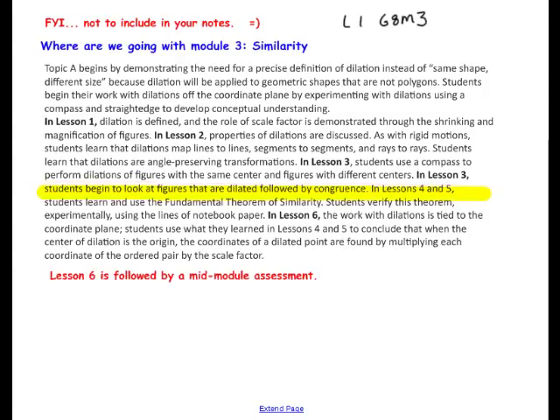In Lesson 4 and 5, students learn and use the fundamental theorem of similarity. Students verify this theorem experimentally using the lines of notebook paper. In Lesson 6, the work with dilations is tied to the coordinate plane. Students use what they learned in Lessons 4 and 5 to conclude that when the center of dilation is the origin, the coordinates of the dilated point are found by multiplying each coordinate of the ordered pair by the scale factor. Then Lesson 6 is followed by a mid-module assessment.